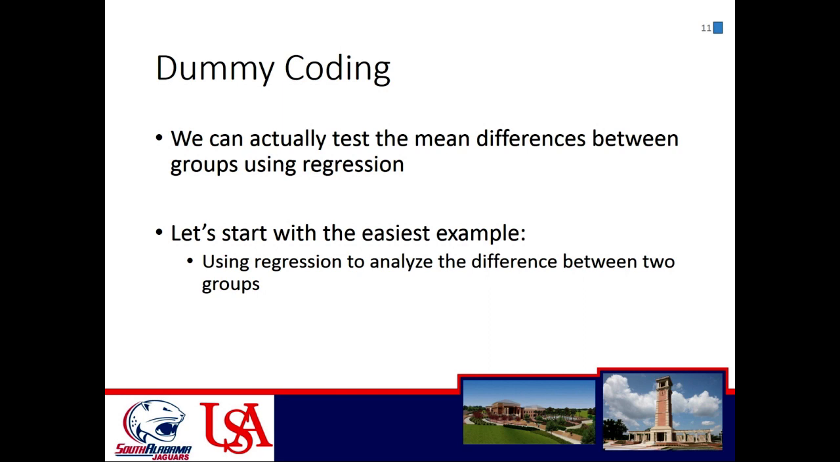So this might be training group A versus training group B, and we measured their performance. And we're trying to determine whether employees who went through training group A have better performance than those who went through training group B. So this is the easiest example you can think of when it comes to dummy-coded regression.